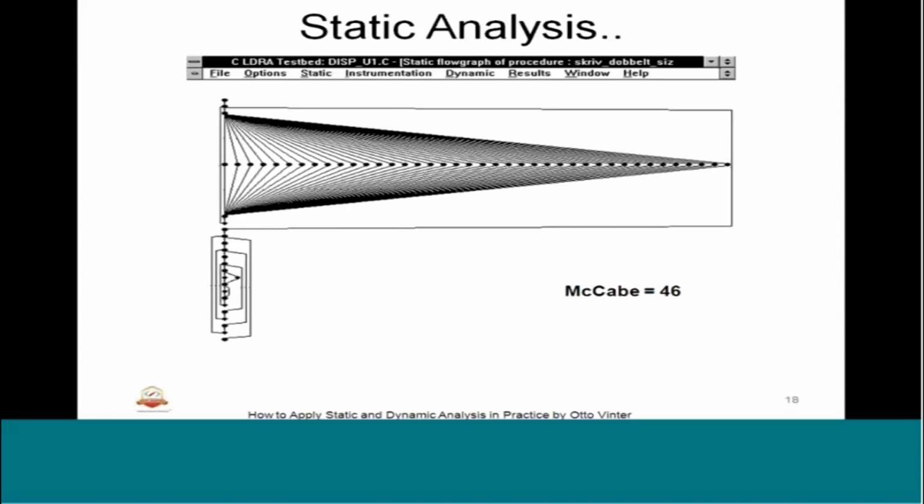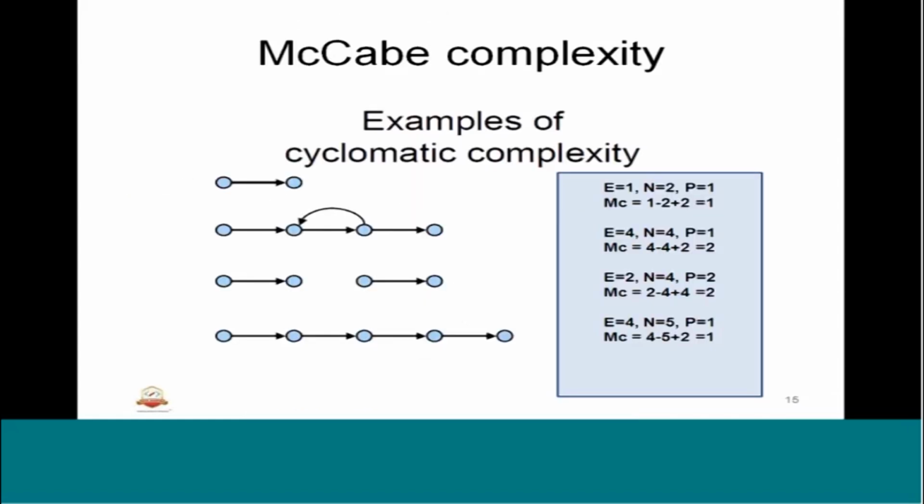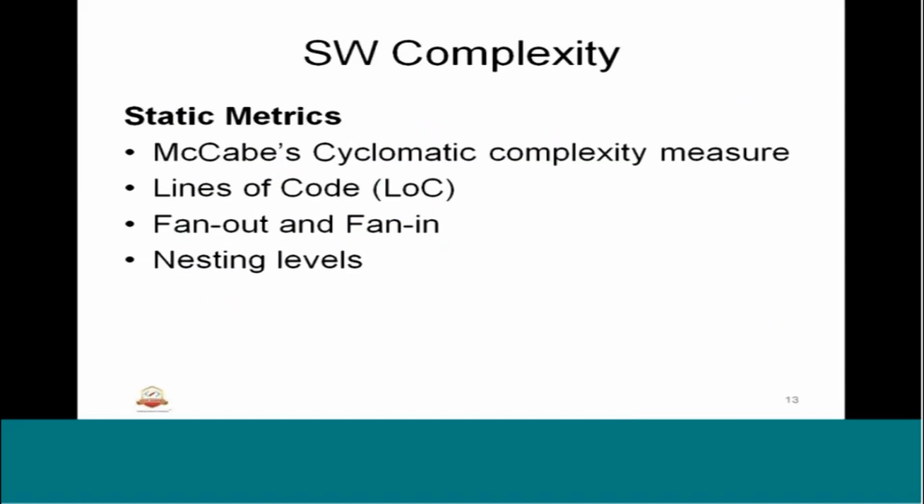Okay, so that is what it is about the complexity, control flow analysis, McCabe complexity. In the next session we will study the data flow analysis and the metrics part. So that is the end of the session today.